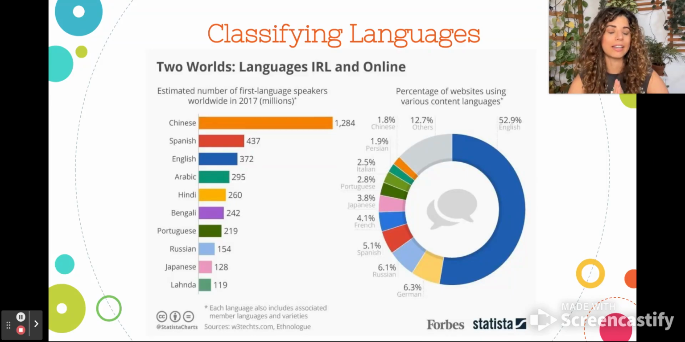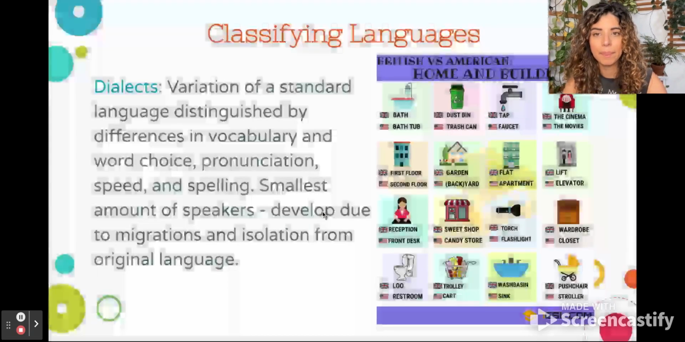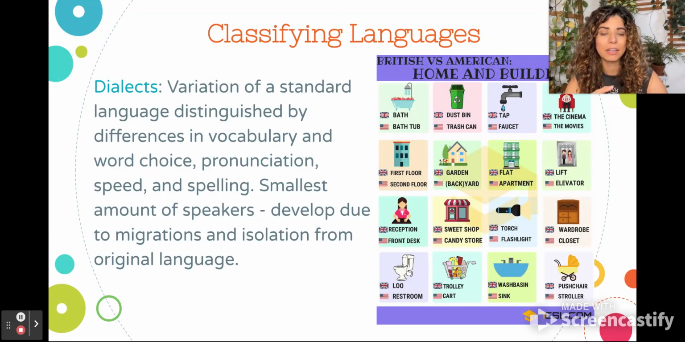Definitely indicating that that is a major lingua franca. So for classifying languages, we also have dialects. These are just variations of a standard language, usually in the difference of vocabulary, word choice, pronunciation, speed, and spelling. I think we can all kind of relate to this at our school and just English, right?